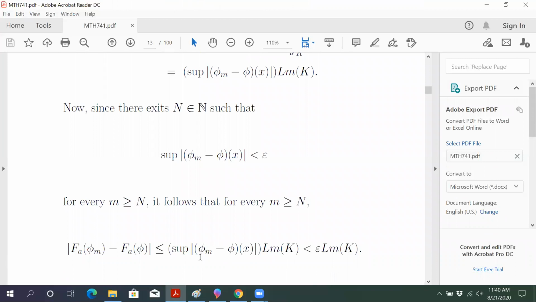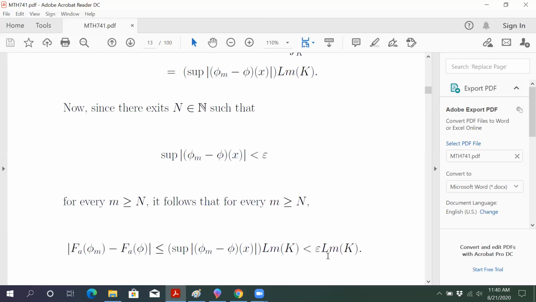Here, we get this. We have this, right? Now, if M is large enough, then this sub can be smaller than any positive number. When we say M is large enough, it means there is a positive integer N such that for every M greater than N, this sub is less than epsilon.